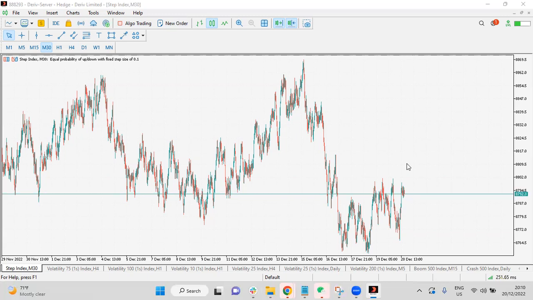hit, or if you are not the kind that uses stop loss, but there is a level at which you know this trade has gone wrong. The trade has aborted, and you decide that I want to exit with whatever loss I have. And so that's the strategy.